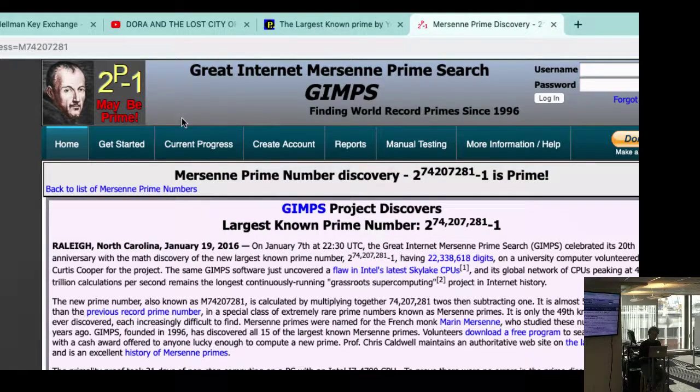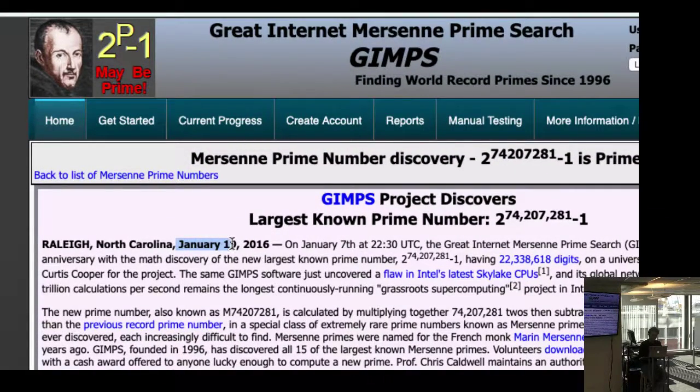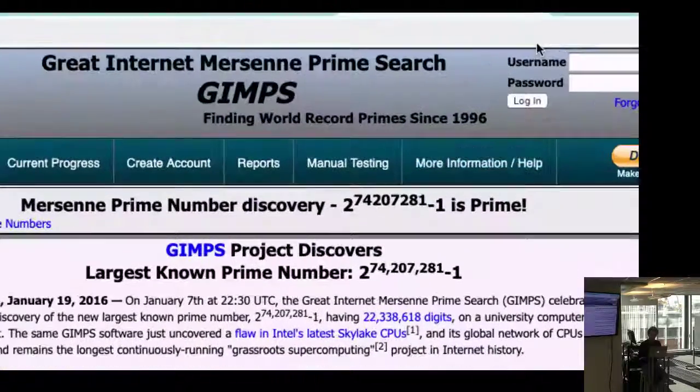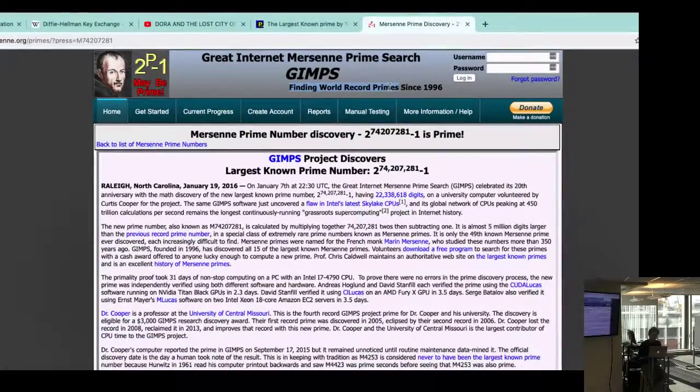When you start looking into prime number searches, here's an article, January 19th, 2016. Good news, everyone! Largest known prime number, 2 to the 74,207,281 minus 1. It's prime, just in case you were wondering. Looks like we can move on to finding the next one. Right? Let's keep searching. Look, GIMPS finding world record prime since 1996.